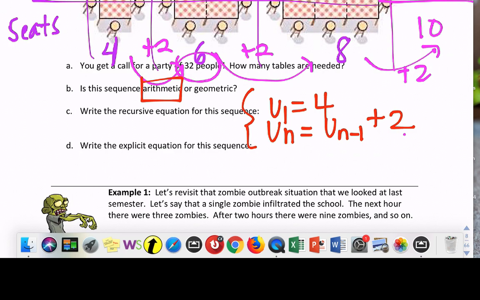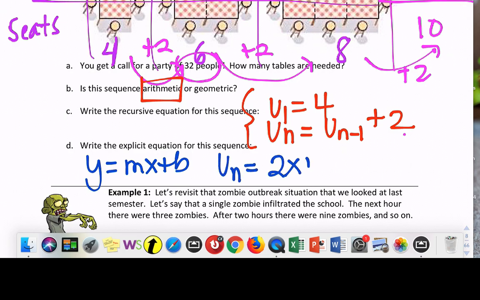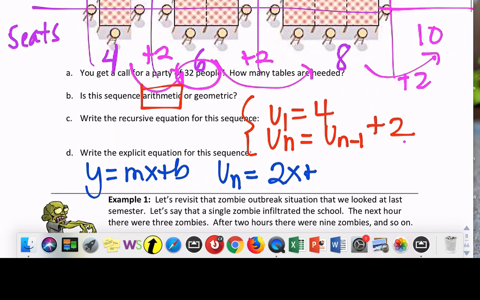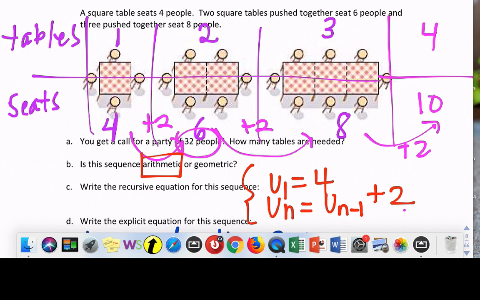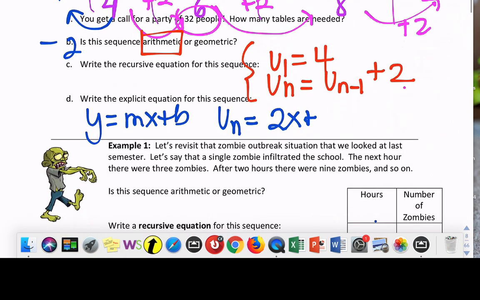So we looked at that yesterday, and we know that if this is arithmetic, it's linear, and we can figure this out. Y equals mx plus b by finding the y-intercept and the starting value. So here, I'm going to say u sub n equals, and our slope is 2, and we're starting at, well, the starting value here, the y-intercept, would be if there was 0 tables. How many would that seat? So we're working backwards, subtracting 2. So if there was a 0 table, then following the pattern, that would seat 2. Okay, so here's our explicit equation. We can say y equals, or u sub n equals 2n plus 2.